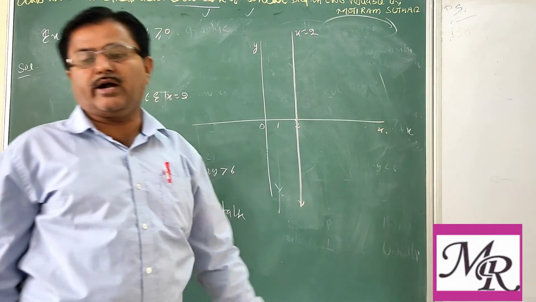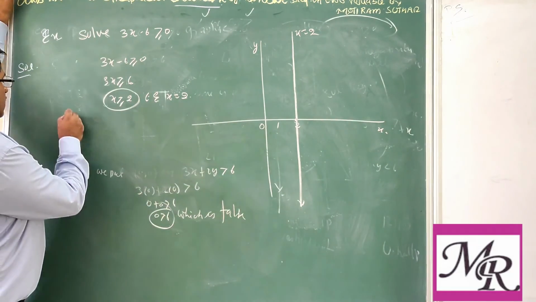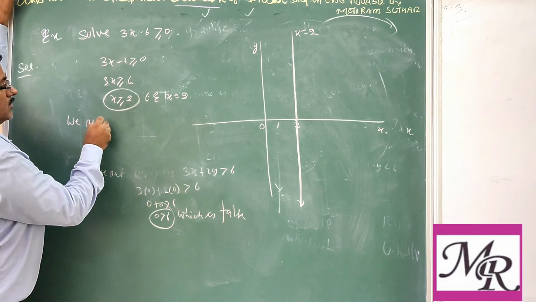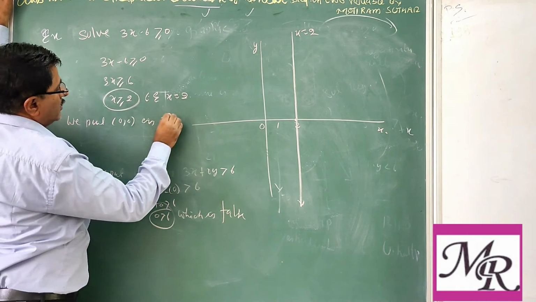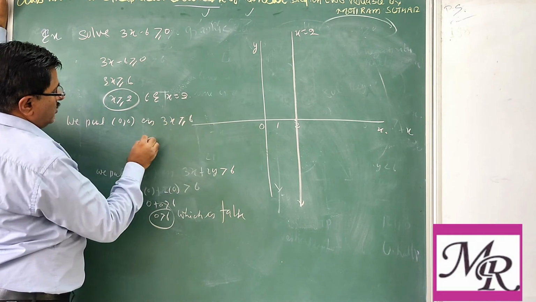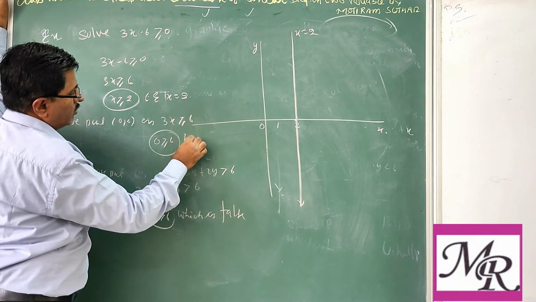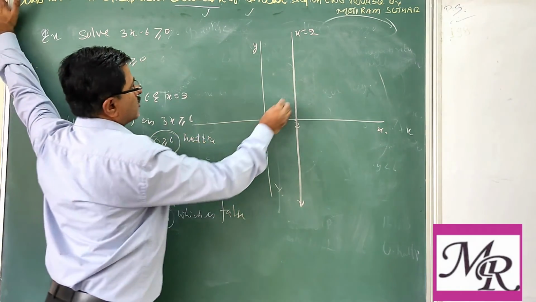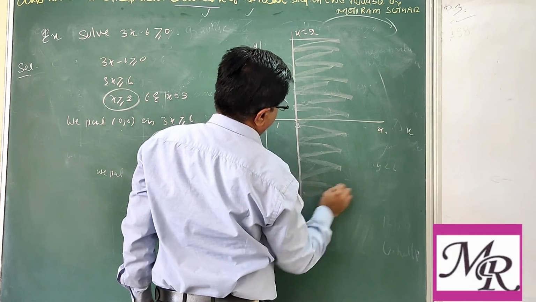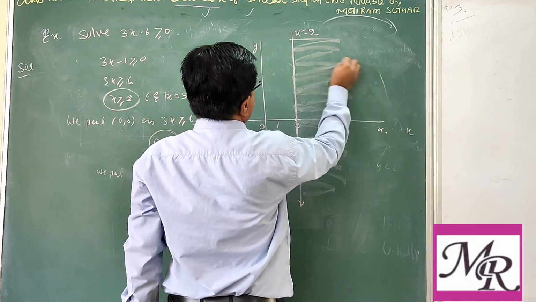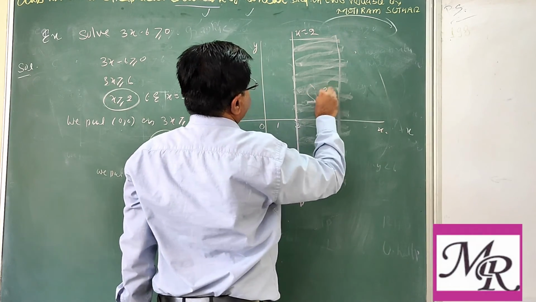Again the same method. We take the point 0, 0 and put it in 3x greater than or equal to 6. So 3 times 0 greater than or equal to 6 is not true. It means the solution will be toward this side and also lies on the line. In this way you can draw the graph. This is the solution region.